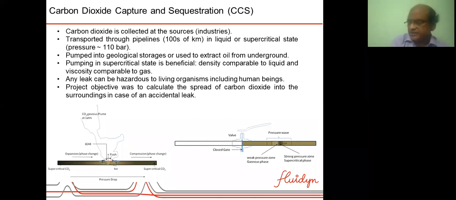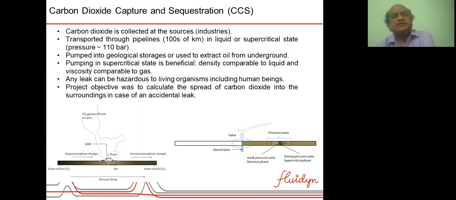Why supercritical state is used is that in supercritical state, the viscosity of carbon dioxide is as low as that of gaseous phase, or at the same order, whereas the density is comparable to that of liquid density. So the pumping power required is less. So these are transported through pipelines in supercritical state. Then these are pumped into geological storages or used to extract oil from underground or various other purposes.